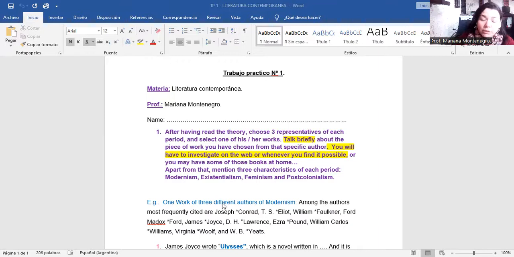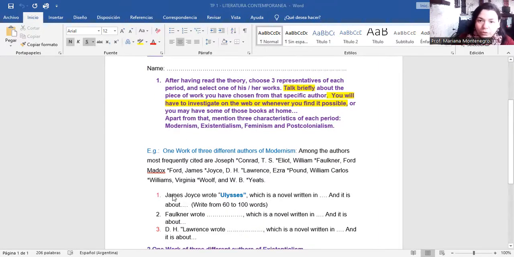So what you have to do is the following. Number 1, you will mention one piece of work. James Joyce wrote Ulysses, yes, which is a novel written in, and then you write a brief paragraph talking about when the novel was written and what it is about. You must write from 50 to 100 words, yes? Then number 2, Faulkner wrote this book, which is a novel written in, and it is about. And number 3, D.H. Lawrence wrote this, and then you explain. Yes, you must choose any author.